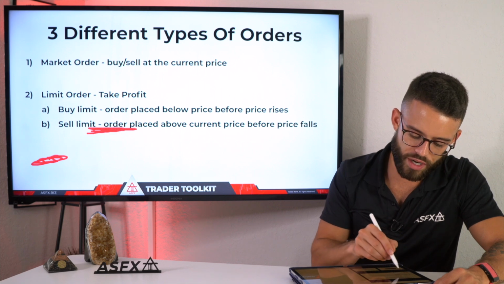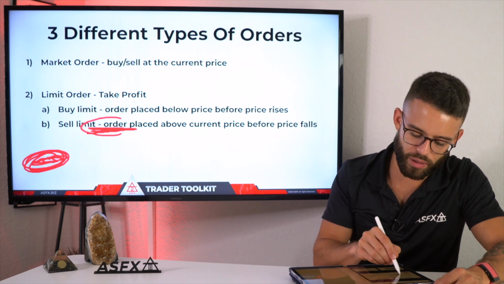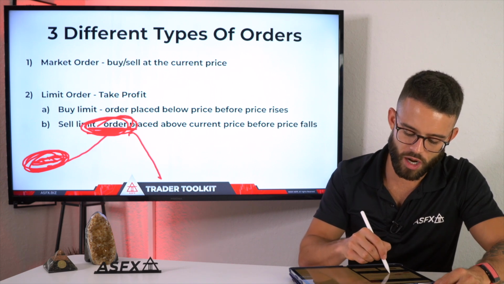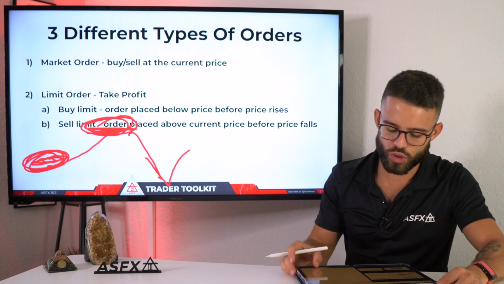You could place your order here, or let's say this is the current price. You could place your order up here. Price moves higher, grabs your order. Hopefully it stops rising, comes back down. You make money. Those are the 2 different types of orders.